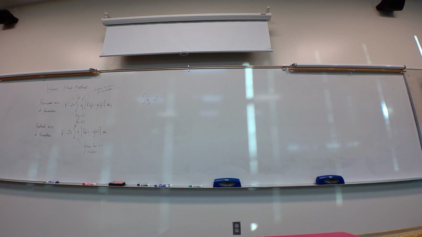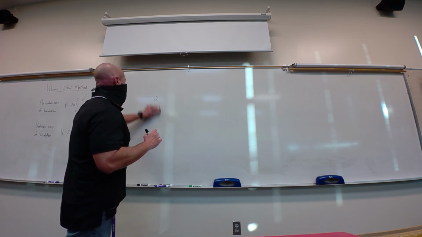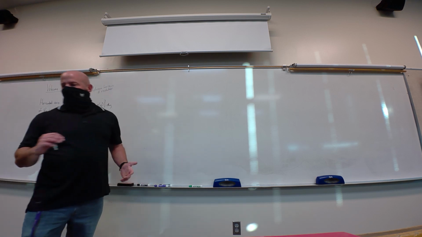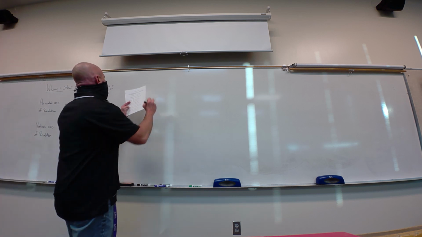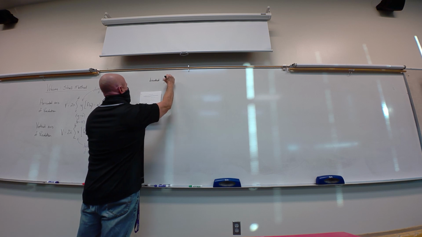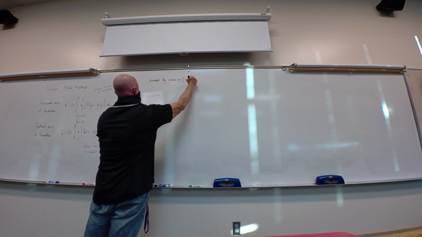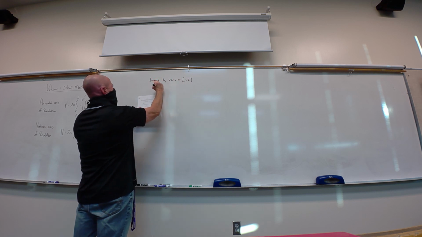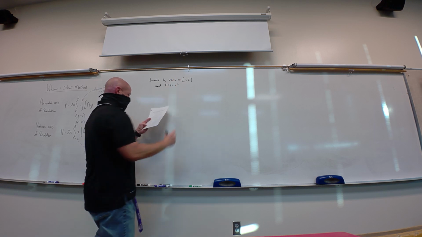All right, so when we go through the problem, we're going to do kind of like we did before. We're going to focus on getting the setup. Your calculator will evaluate the integral. Not too much worried about that. All right. So let's go with this. Bounded by x-axis on 1 to 2 and f of x equals x squared.